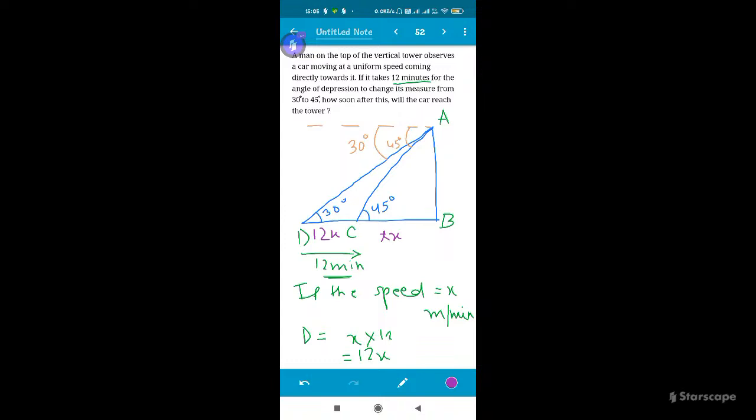Now we can also assume one more thing, that let us consider the height of the tower to be h. We are just taking it as such. There is no reason that you have to take h only. You can take any other value. This is just an assumption.